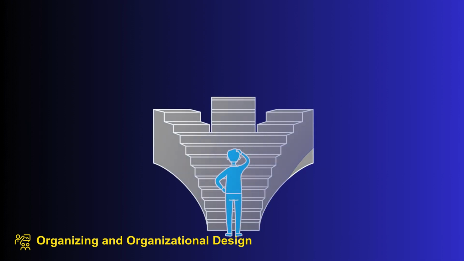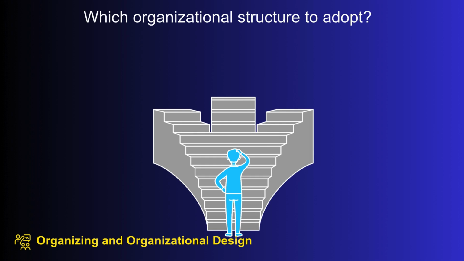Organizational structures. Organizational structure is critical in determining how activities are directed to achieve goals. The main types include functional structure, which groups employees based on their functions. Example, marketing, finance. This structure promotes specialization, but can lead to silos between departments.